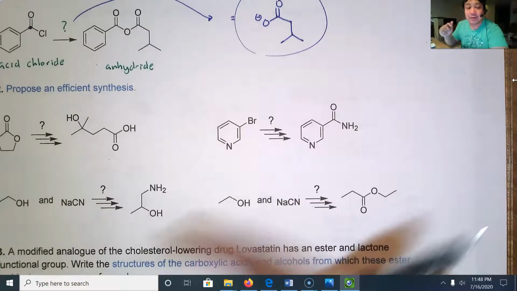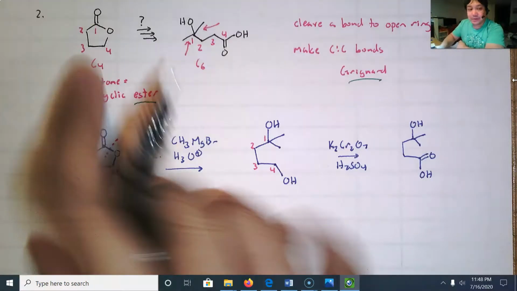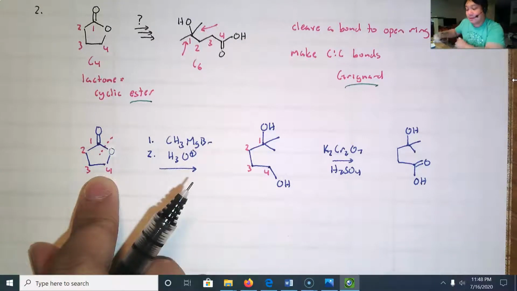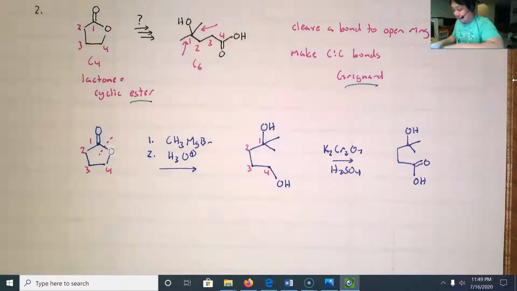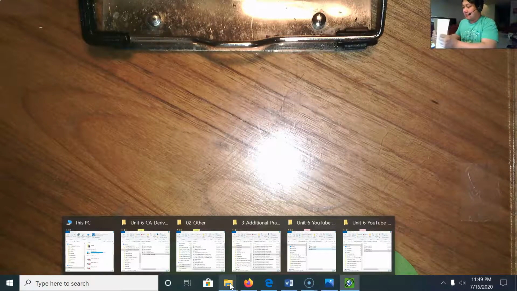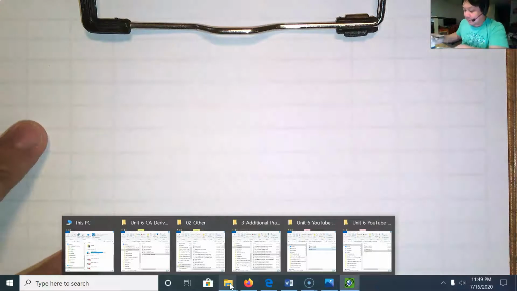So I'm going to show you now a different strategy. Instead of looking at the starting material and trying to figure out all the different reactions to use at the beginning, let me show you a strategy of working backwards. Let me start a new sheet. Okay. The synthesis is this.